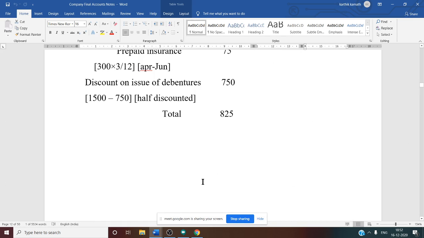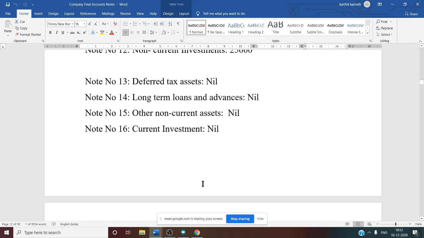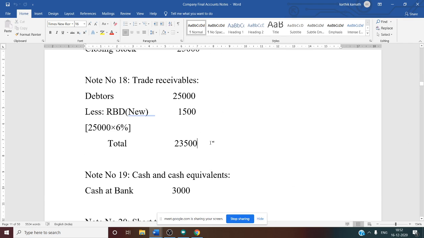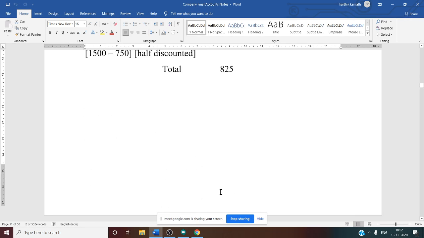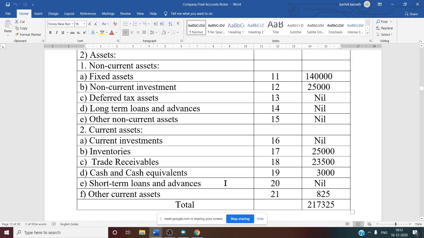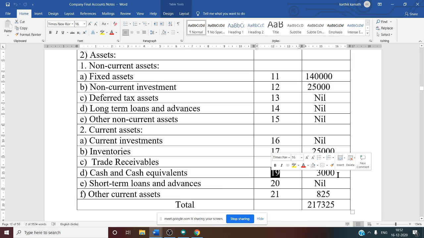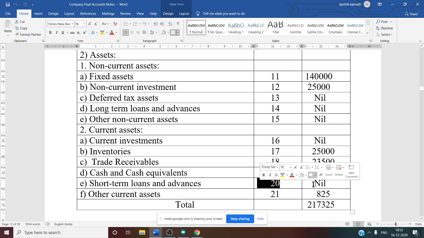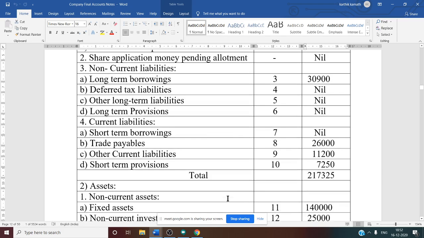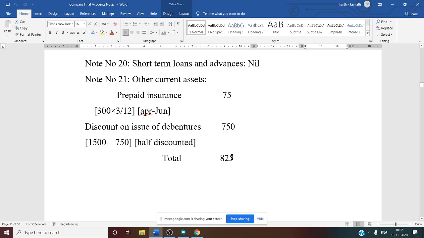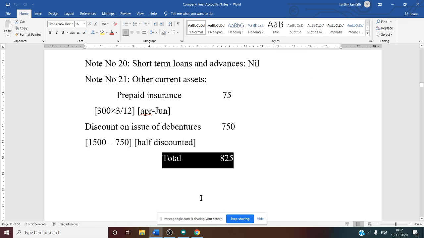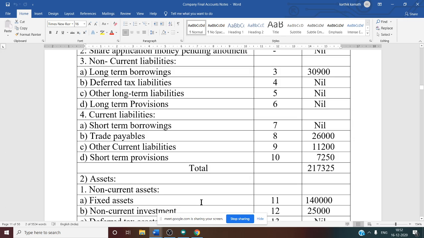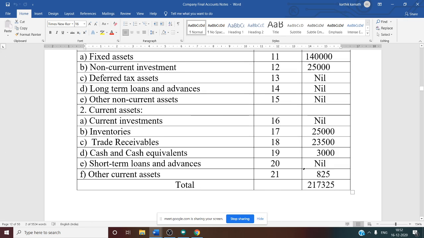Let us see that working note number 18. Here we have done, see this. This one, final answer 23,500. Note number 18, we have to write. Then note number 19, cash and cash equivalents, that is 3,000. Only cash at bank is given. Then short-term loans and advances, 20, that is not there, nil. Other current asset, working note number 21, see this, final answer: prepaid insurance plus discount on issue of debenture. 75 plus 750, 825. So 825 you have to show in other current asset.